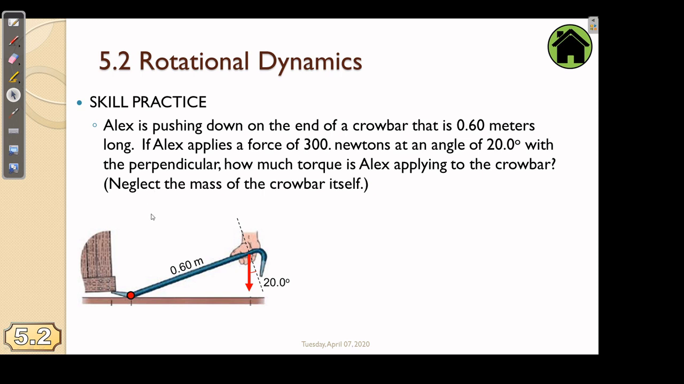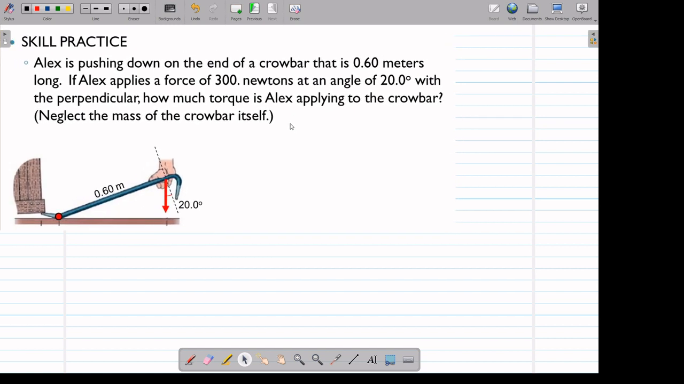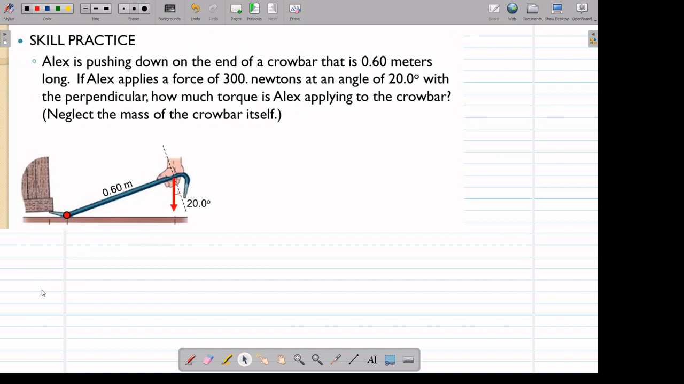I'm going to neglect the mass of the crowbar itself because in reality, the mass of the crowbar has weight, and that would also apply a little bit of extra torque. So if we had to account for that, it would just make the problem that much more complicated. So we're going to copy this problem. We will add it to a new page just to give us a little bit more space to work. Let's see what we got.